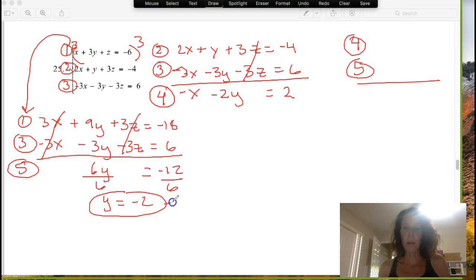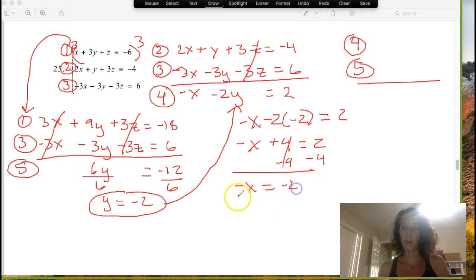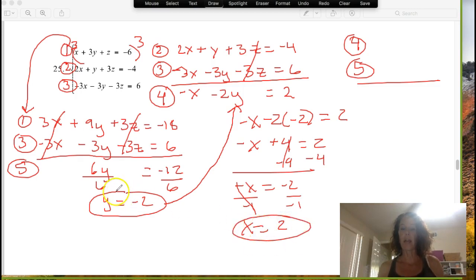Now I can come up to my new equation 4 up here, and I can plug in negative 2 for y. So I'm going to get negative x minus 2 times negative 2 equals 2. Go ahead and do the math here. Negative x, negative and negative makes positive 4 equals 2. Subtract 4 from both sides, and you're going to get negative x equals 2 minus 4, which is negative 2. Divide by negative 1 or multiply by negative 1, it doesn't matter. X equals negative 2 divided by negative 1, which is positive 2. So now I've got x and y.